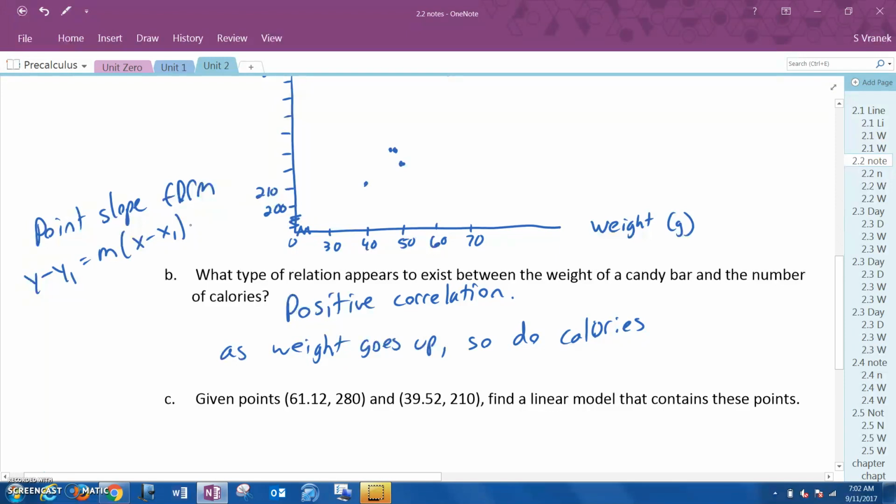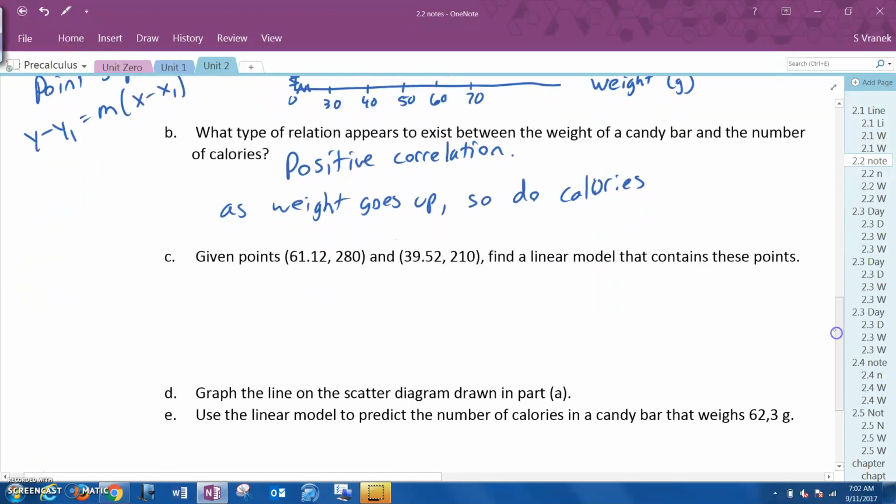Alright, so to do this, we need to get a slope first. So my slope is equal to y2 minus y1, so 210 minus 280 over x2, 39.52, minus 61.12. And when you type that in, you actually get a nice fraction, believe it or not. You get 175 over 54 if you type that all in and hit math frac. So that's our slope.